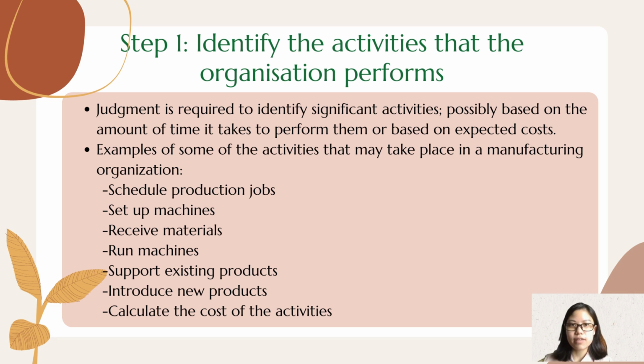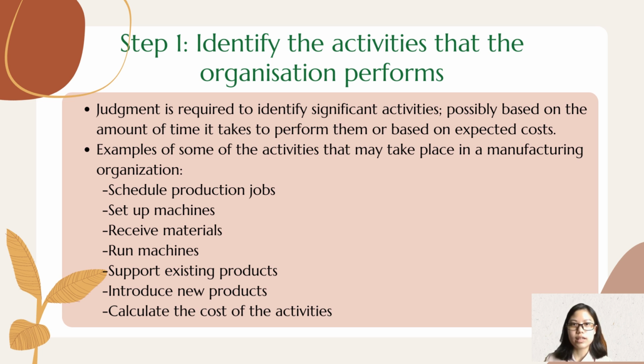Step 1 is to identify the activities that the organization performs. Organizations perform hundreds or even thousands of different activities. Recognize that costing every activity performed by the organization is not feasible or even beneficial. So, judgment is required to identify the significance of activities, possibly based on the amount of time they spend to perform them or based on the expected cost.